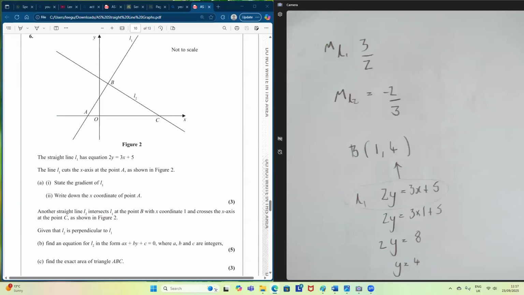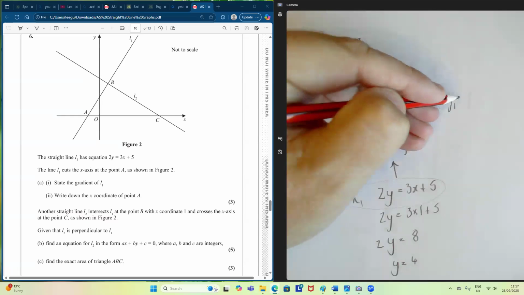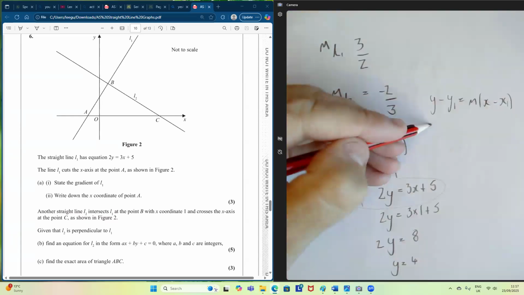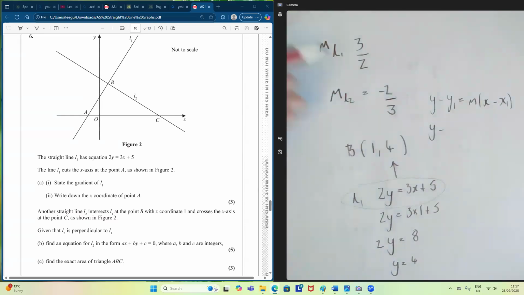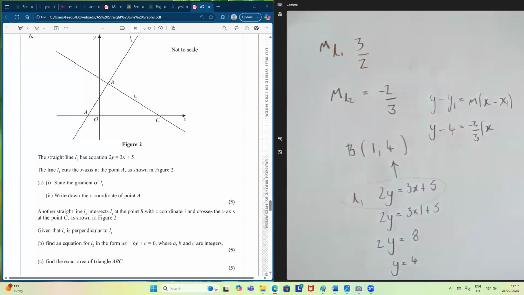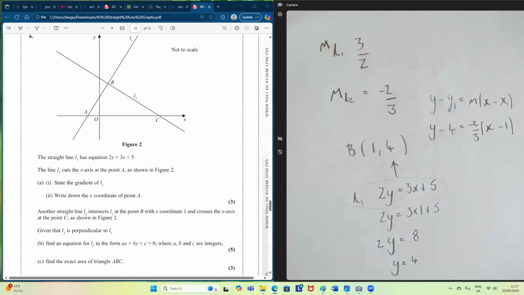So we can now find the equation of L2 by using y minus y1 equals m(x minus x1). So y minus y1 is going to be y minus 4 is equal to the gradient, which is minus 2/3, and then x minus x1, which is going to be x minus 1. We want it in the form ax add by add c equals 0.